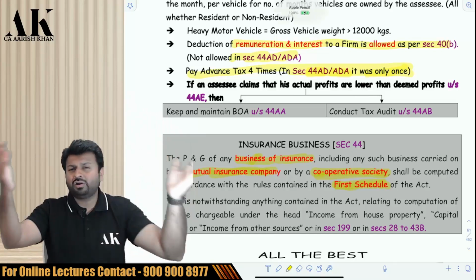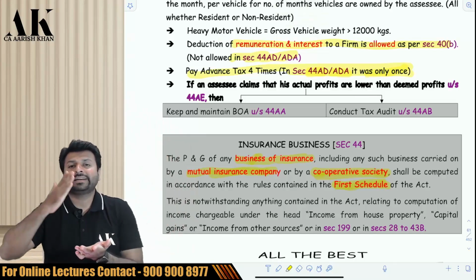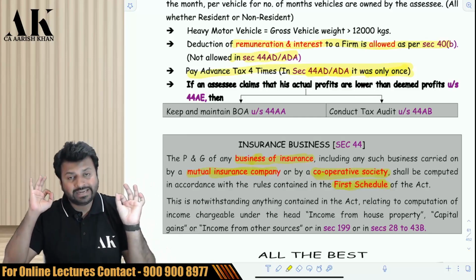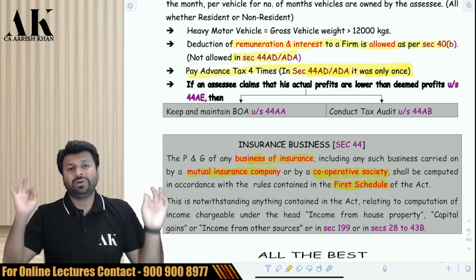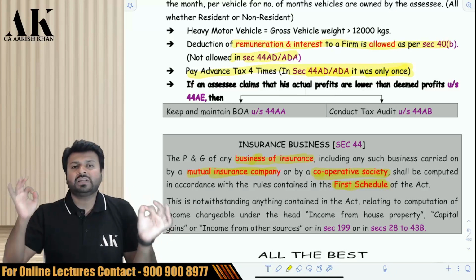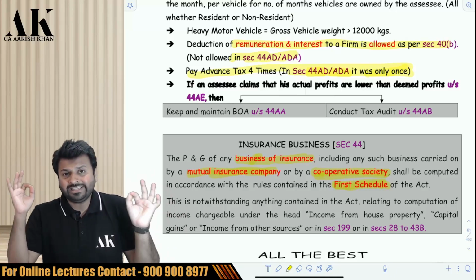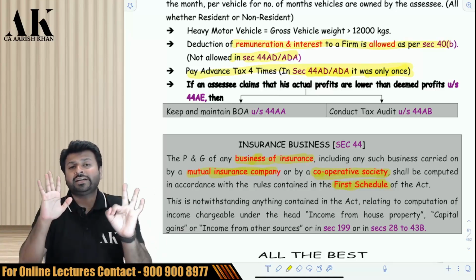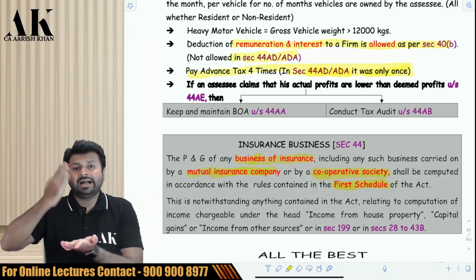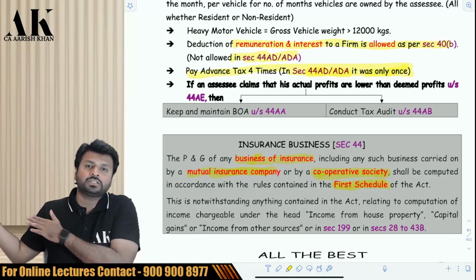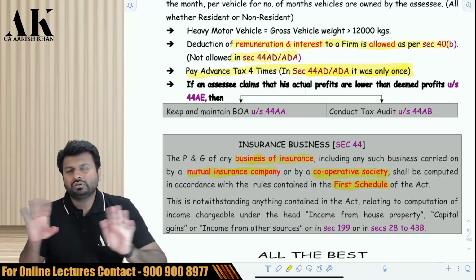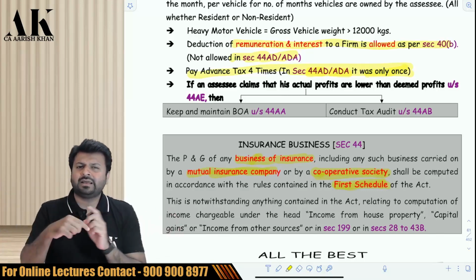Let me tell you one piece of general knowledge information: there are 298 sections under income tax law. There are 23 chapters under income tax law. After the 298 sections end, after the 23 chapters end, there come 14 schedules which are attached to the Income Tax Act. All those schedules are not part of the CA Final syllabus. That is the reason I am not talking much about it.